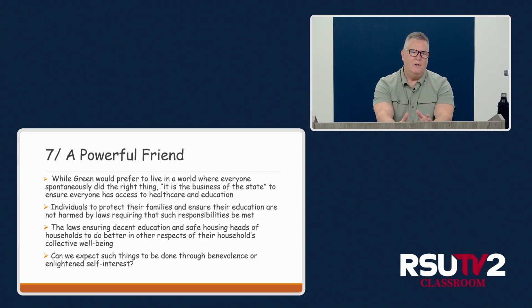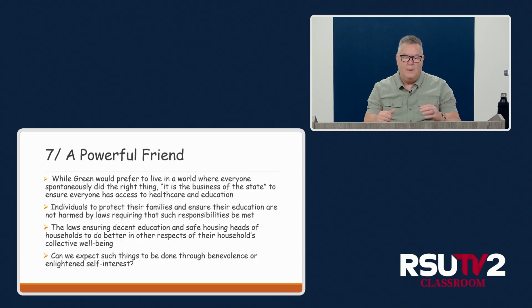He's kind of inverting what Sumner was saying, right? He's basically saying that even if you're doing the right thing, you're not harmed by the taxes that you pay. You're not meaningfully harmed by the taxes that you pay to ensure that the rest of your community has the same kinds of resources you have available to you. The laws ensuring decent education and safe housing for heads of household to do better in other respects of their household's collective well-being, that's simply a good thing, right? If there are laws on the books that ensure a decent education for children and safe housing, that gives heads of households more time to work on other aspects of their household life.